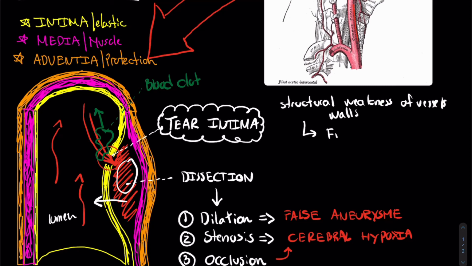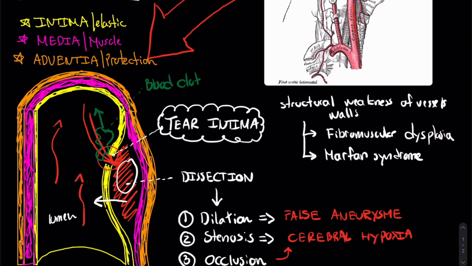The first one, you could have something called fibromuscular dysplasia. This basically means there's abnormal growth of the cells in the intima layer, and we can also have something that we call Marfan syndrome. This is a congenital disease where there is a defect in the gene that is responsible for synthesizing a protein that is responsible to give strength and elasticity to connective tissues, especially arteries and blood vessels.